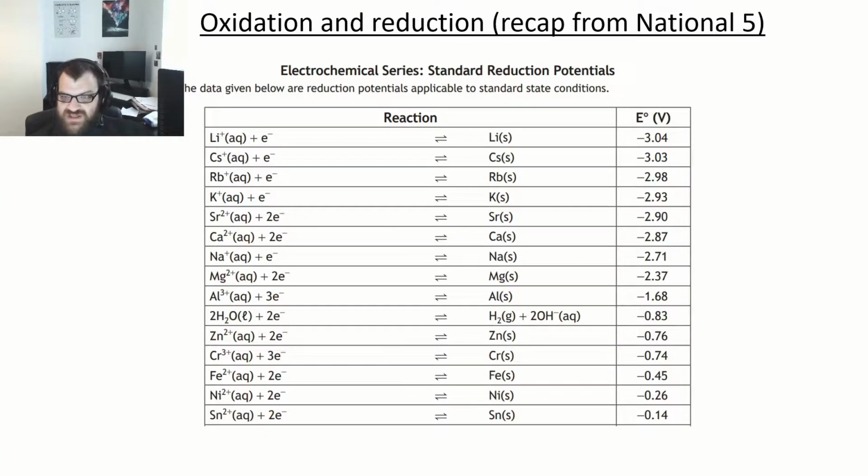We can also use the electrochemical series. This one is the Higher version, which is slightly different from the National 5 one, but works in a very similar way. These equations are all reductions, as it says at the top of the page. If your equation looks like this, that means you've got a reduction. So electrons on the left-hand side, we have a reduction. If they were on the right-hand side, we would have an oxidation.